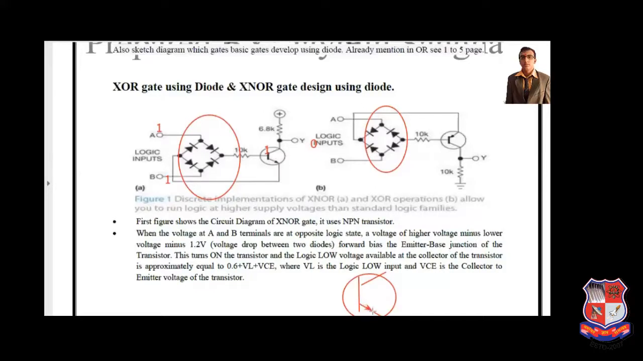See here, it is the indication of base terminal, emitter terminal and collector terminal. Here base, here collector, here emitter. If here 1 volt, here 1 volt, then here voltage is 0. But here voltage is 1. At emitter we can get 1 volt.